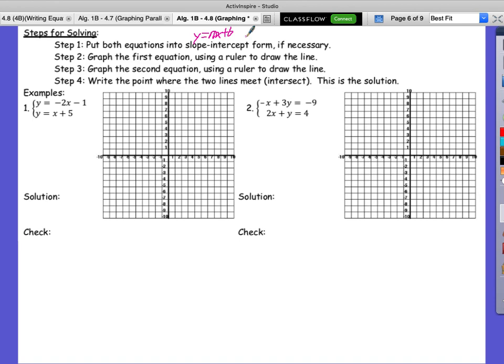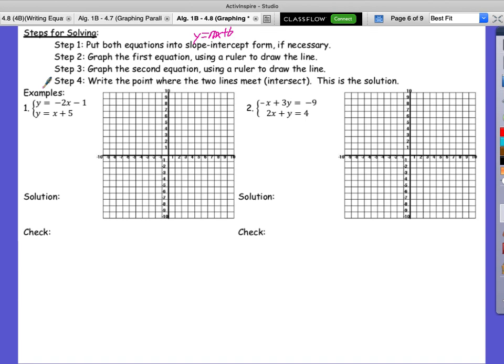Let's practice this here. Number one, how many equations are there? Two. Now this little fancy thing over here, that brace, all that's saying is, hey, these two equations go together. So it's a system. That's how we notate that this is the system. So we have two equations. Now, step one, put both in the slope-intercept form if necessary.